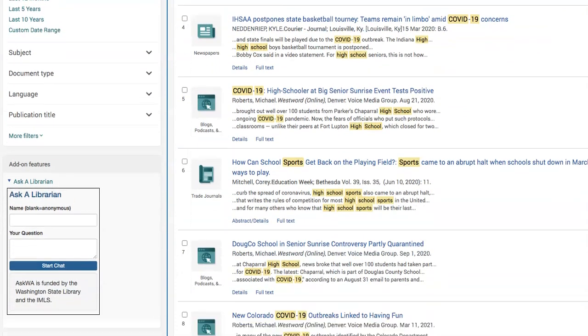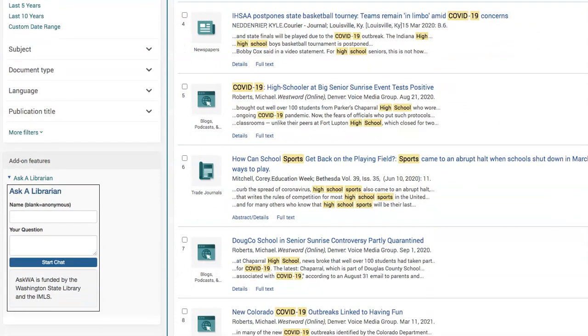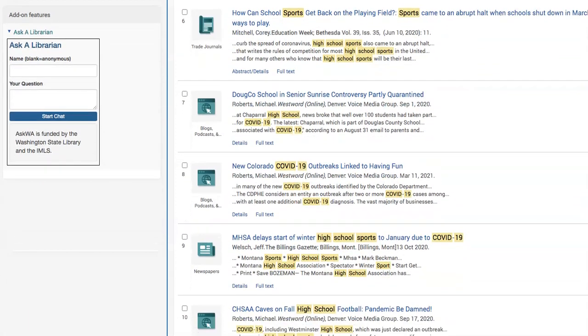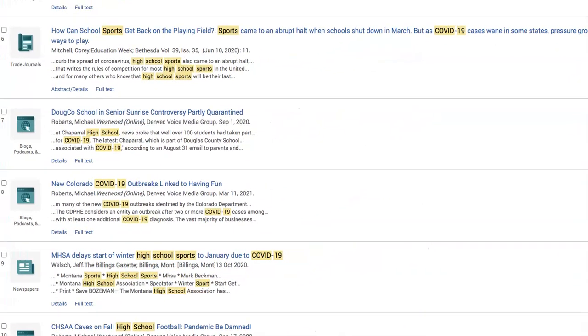I see people being in limbo. Limbo might be a word. I don't think so. This talks about people actually getting tested positive. That's really not what I'm looking at. Can sports get back on the playing field? That's absolutely what I want to look at.